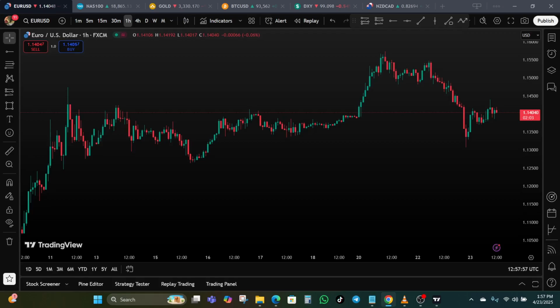Well, the Martingale strategy is simple in concept. You double your position size after every losing trade. The idea is that one win will recover all your previous losses and give you a small profit. Sounds clever, right? But in Forex, the reality is much more complex.